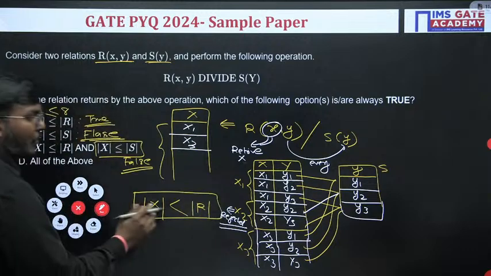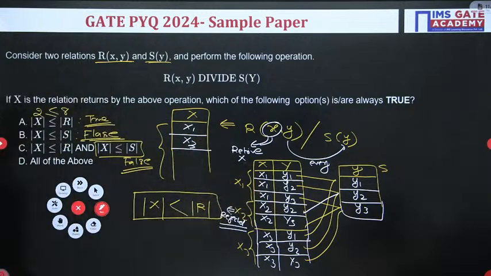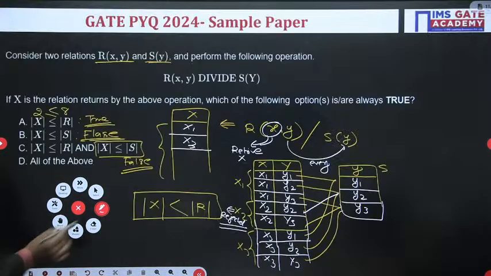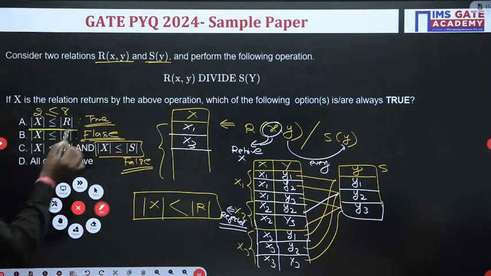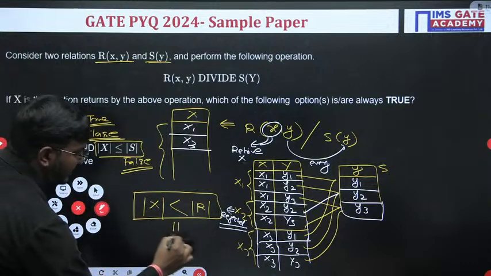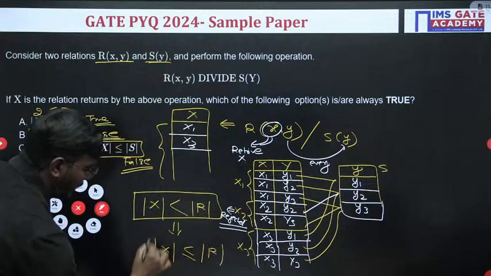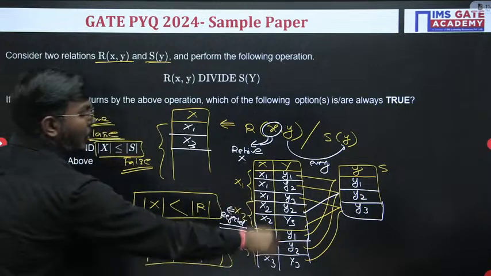So combining this conclusion and this one, I can say the first option is correct: the cardinality of x will be less than or equal to that of R. Okay, it will never go beyond the number of records in R.